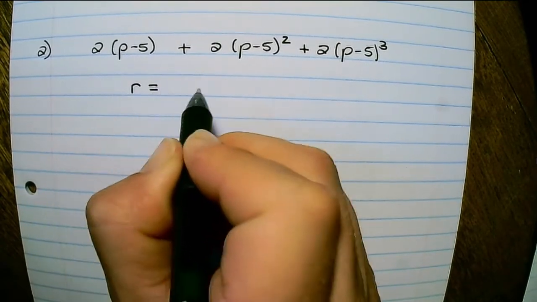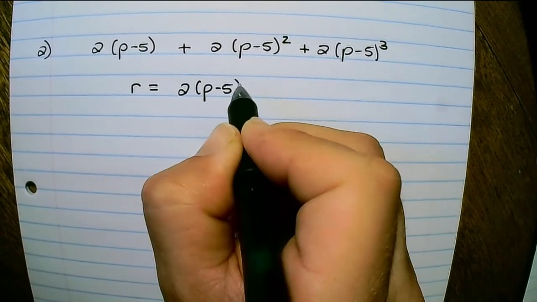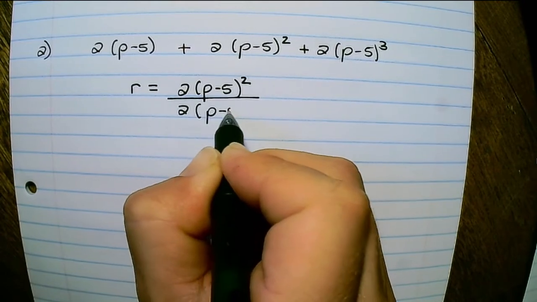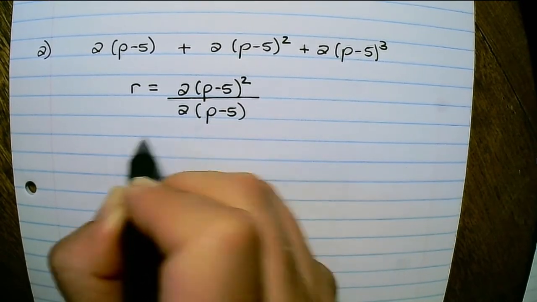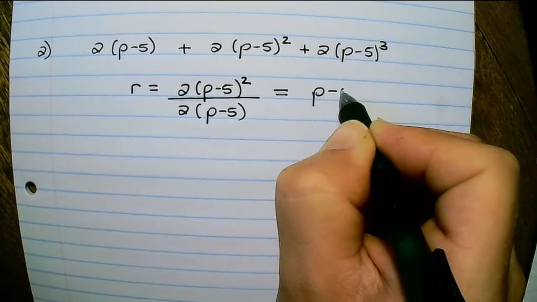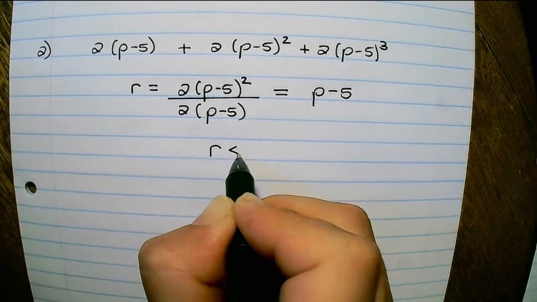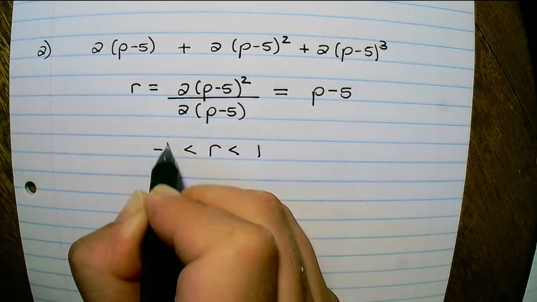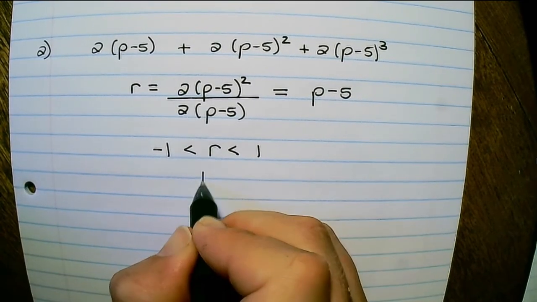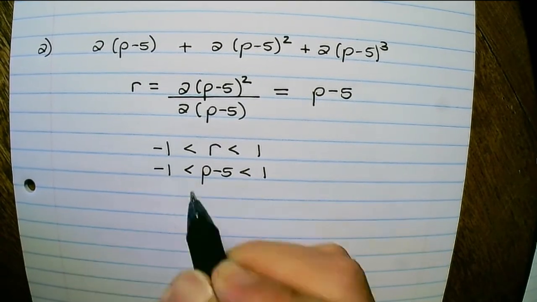ratio. The ratio would be the second term, which is 2 times (p − 5) squared, divided by the first term, which is 2 times (p − 5). And what we can see is that the ratio is p − 5. For a series to converge, the ratio needs to be between −1 and 1. That means that p − 5 must be smaller than 1 and bigger than −1.